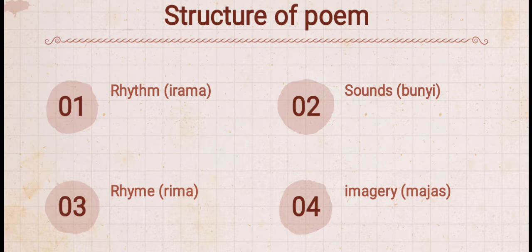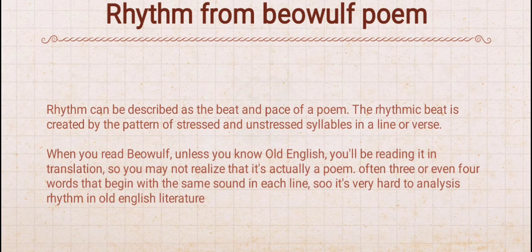Kinesthetic appeals to a reader's sense of motion or movement through describing the sensation of moving or the movement of an object. And the last, organic, appeals to and communicates internal sensations, feelings, and emotions such as fatigue, thirst, fear, love, loneliness, despair. And this time I'm going to connect the structure of poems with the literature Beowulf. So the first is rhythm from the Beowulf poem.